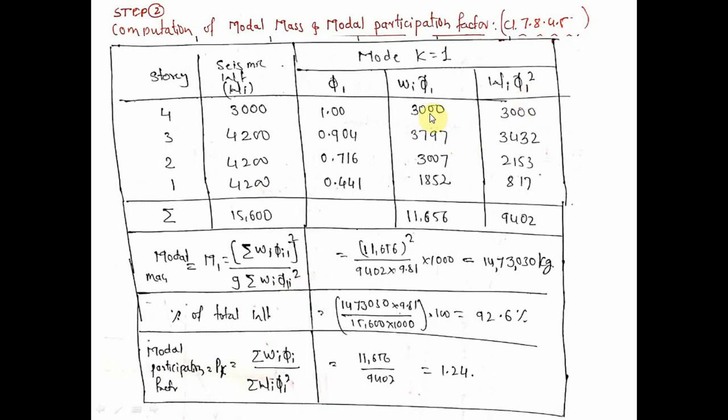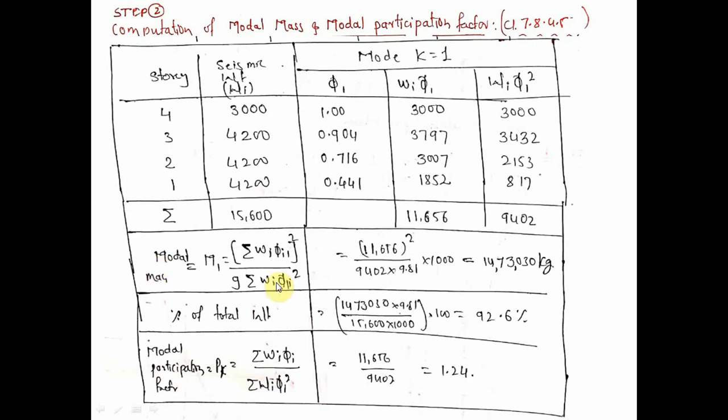Now 3000 I got for W1φ1. Again this is W1 into φ1 square. Now W1φ1 is 4200 into 0.904, which gives 3797. 4200 into 0.904 square, I get 3432. Now find out the summation of W, summation of Wφ1, and summation of Wφ1 square.